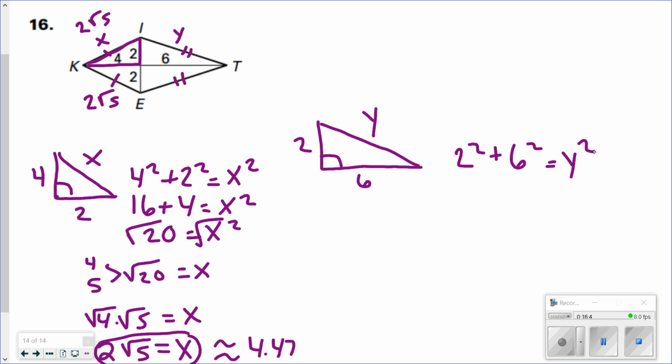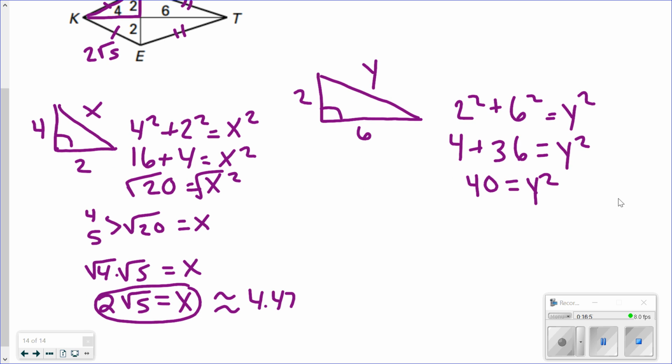2 squared is 4, plus 6 squared we know is 36. That is equal to y squared. So 4 plus 36 is 40, and that's equal to y squared. However, we do not care about y squared. What we do care about, though, is figuring out what y is. So I need to square root each side. And so the square root of 40 is equal to y.